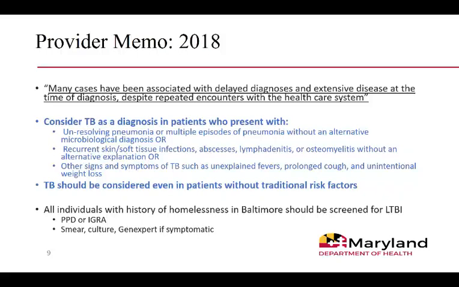Both skin tests or interferon gamma release assays can be used for the screening of LTBI or latent TB infection, but it should be noted that samples for microbiological testing with smear microscopy, culture, and GeneXpert, which we will cover in a few slides, should also be obtained if individuals are symptomatic or experiencing signs or symptoms of tuberculosis disease.